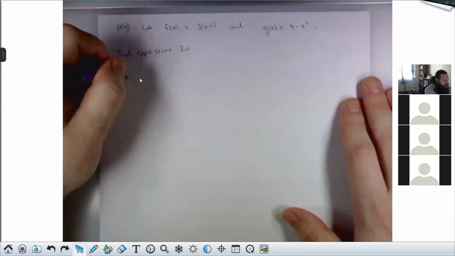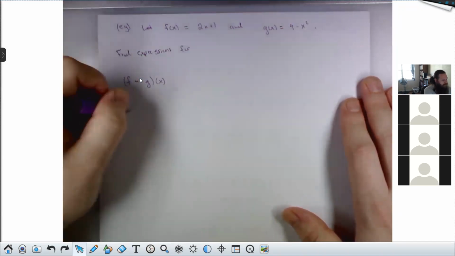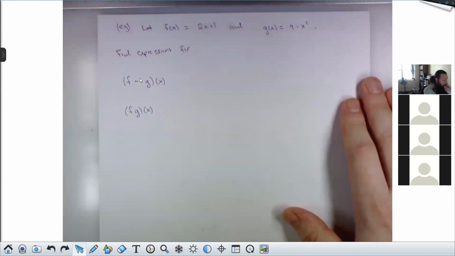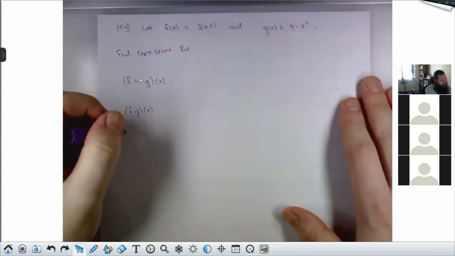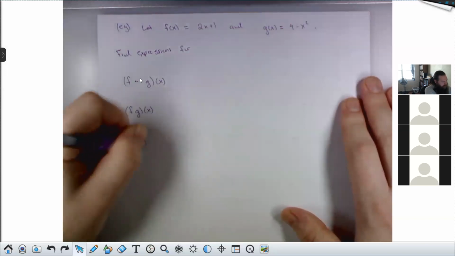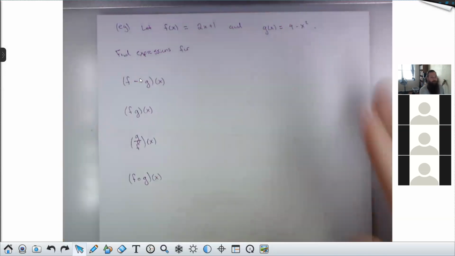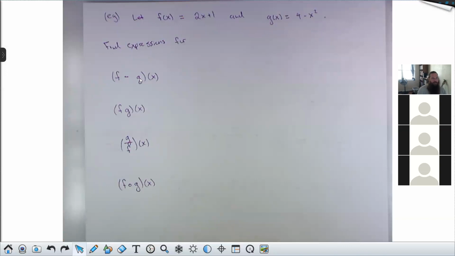And I'm not going to run through all of these here, but we'll do f minus g of x, maybe f times g of x. We can do g over f of x and f of g. So instead of looking one number at a time, I just want to find an algebra expression for each of these. I'm going to find a formula for each of these guys. And then if I wanted to, I could plug numbers into that formula to solve problems like the last one.